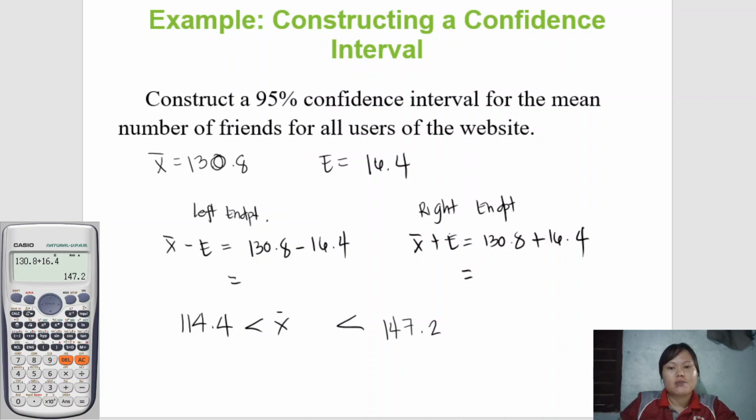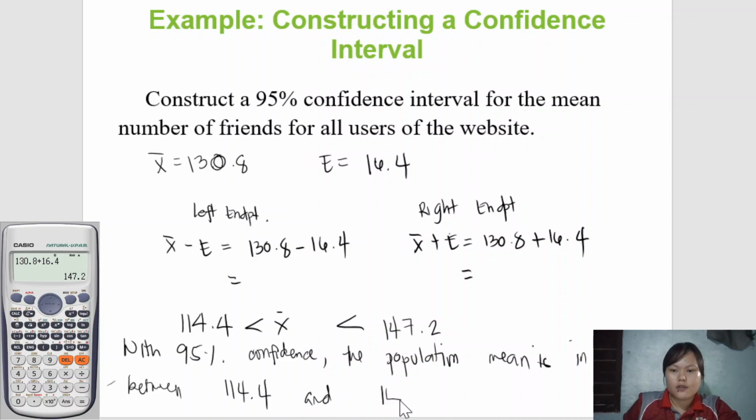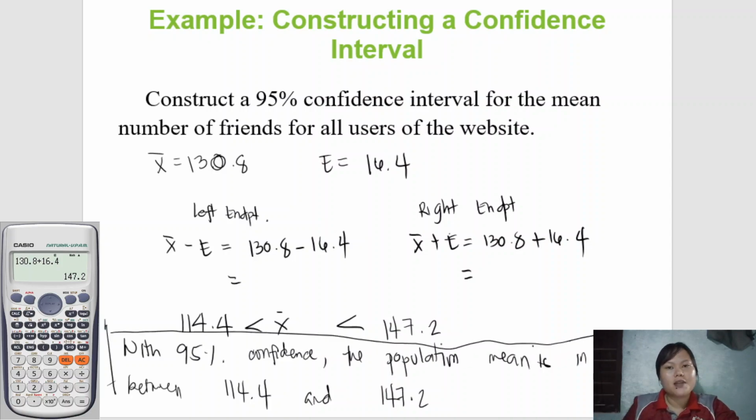Okay, so we can now say that at 95% confidence, you can say that the population mean number of friends would be in between 114.4 and 147.2. Okay, so again, the interpretation would be with 95% confidence, you can say that the population mean is in between 114.4 and 147.2.